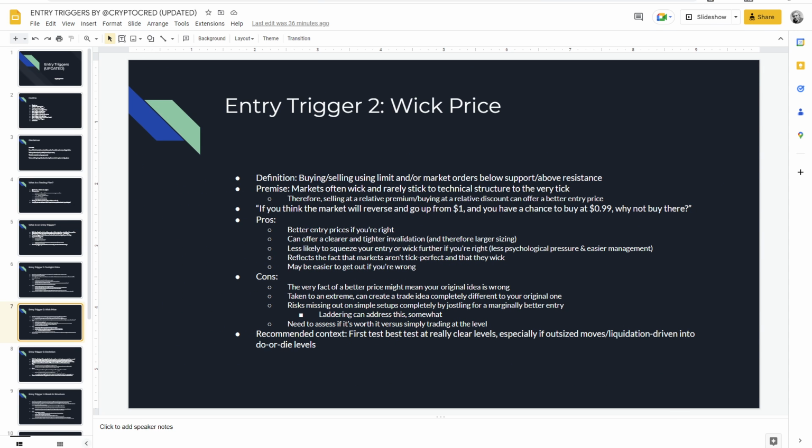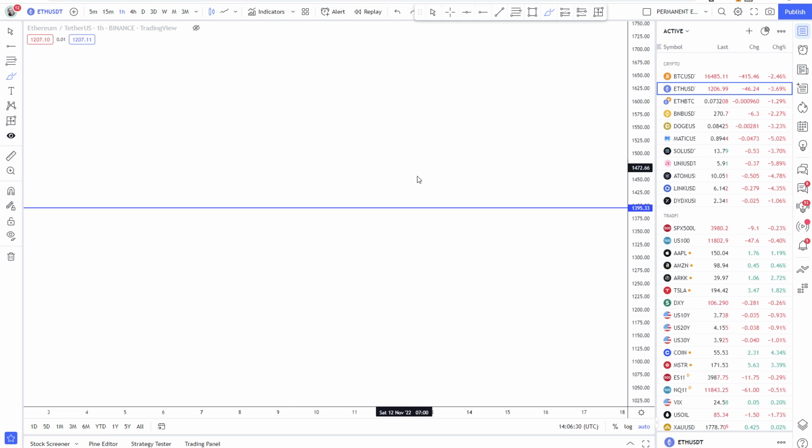And so, again, our TradingView ghetto version of what that might look like is, instead of leaving a limit order at the level itself, if you think this 13.95 handle is a good price and the market's coming into it and it's trading, let's say here at 13.80s, it's very unlikely that the very fact of the market trading at 13.80s invalidates your idea.